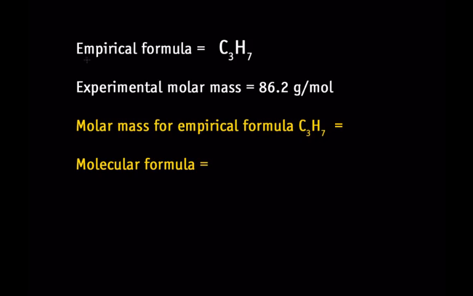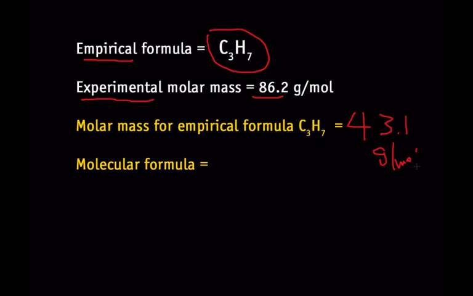We figured out from the experimental data that the empirical formula was C3H7, 3 carbons, 7 hydrogens in a formula unit. We also know from another experiment that the molar mass of the actual compound is 86.2 grams per mole. Well, how do we translate that into a molecular formula? We know the molar mass for the empirical formula. If the compound was C3H7, we can figure out that it should be 43.1 grams per mole. If that were the actual formula, it would have a molar mass of 43.1.